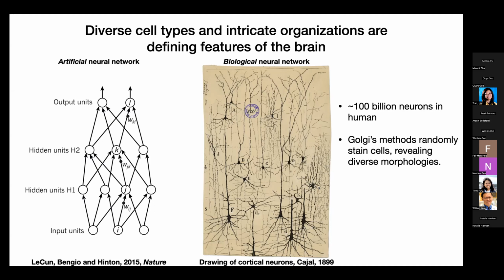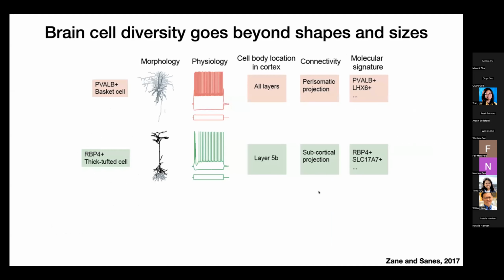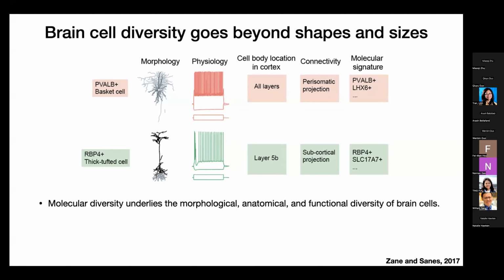From early on, as this picture shows, we realized each brain cell is morphologically very different. They have different shapes and sizes. Later on, people realized not only do cells have different morphology, they also have different physiology, meaning they respond differently to stimuli, and they are located in different parts of the brain, and they talk to different subsets of other neurons. And because each cell is a complex molecular machine, they express different molecular signatures, like different genes. Among all these diversities, molecular diversity underlies all of them, because these cells are established by a molecular program, and their function is because of their molecular machinery.